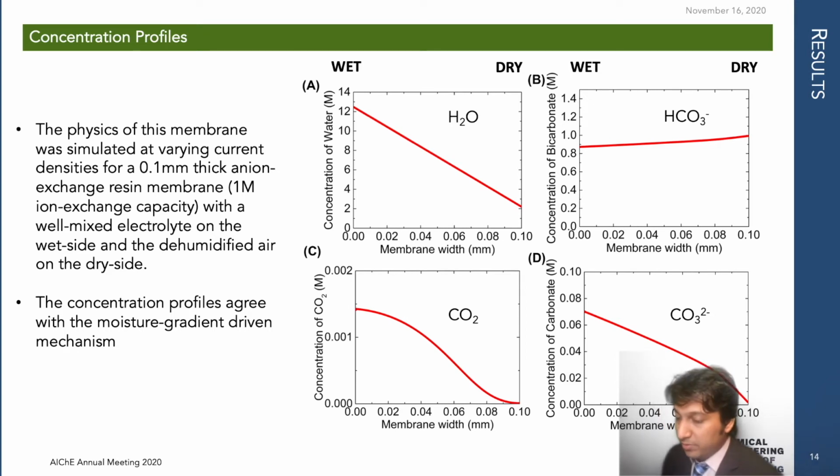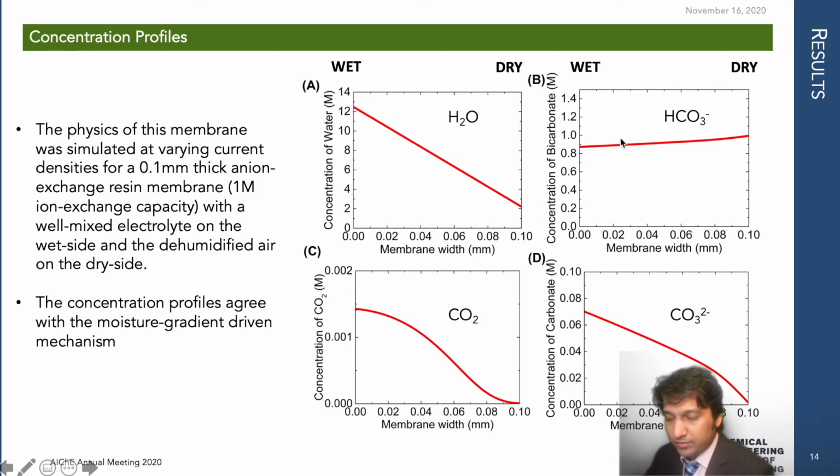The concentration profiles, as we can see, for water, there is a steep gradient here coming from 12.5 molar, which corresponds to 100% relative humidity. That's what we set up as our boundary condition. And basically the relative humidity here is what we actually set for our simulation to study the effect. And we can see that there is going to be a gradient across the membrane.